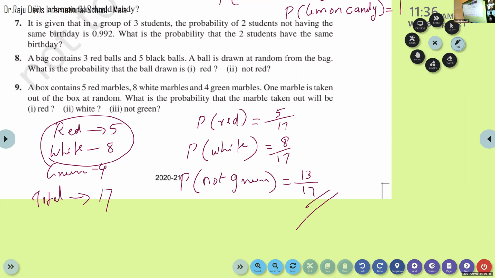So getting a red ball is 5 by 17. Getting a white ball is 8 by 17. Not green means the other 2 colors, 5 plus 8, which is 13. So its probability is 13 by 17. Not green means either red or white, so 5 plus 8, 13, 13 by 17. Clear?